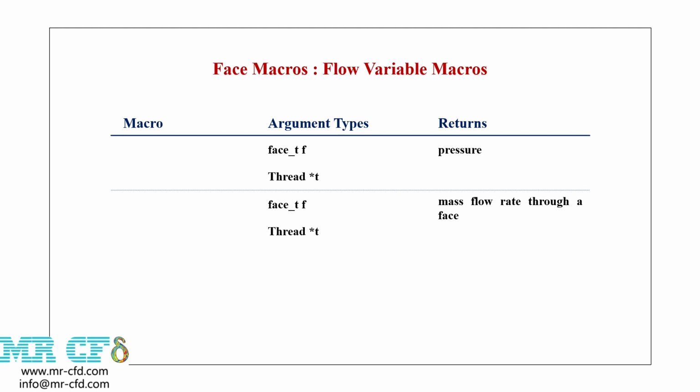Another group of macros is related to the flow variable values on both internal and boundary surfaces. Among these macros, we can mention the FP macro, which represents the pressure value on the desired surface, and the F-flux macro, which represents the mass flow rate passing through the desired surface. These macros also consist of two arguments. The first one represents a variable f that receives data from each of the surfaces of a surface thread, and the second one is a pointer to the desired surface thread.